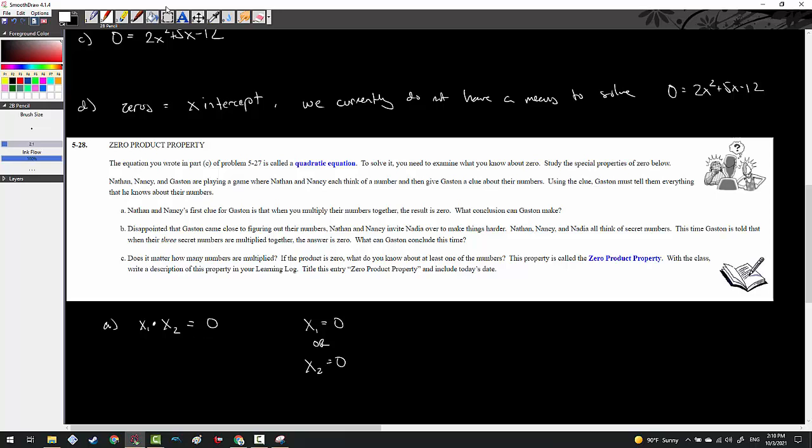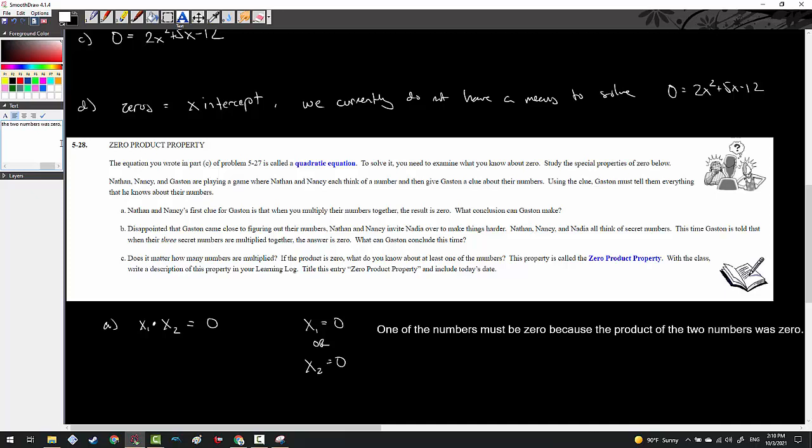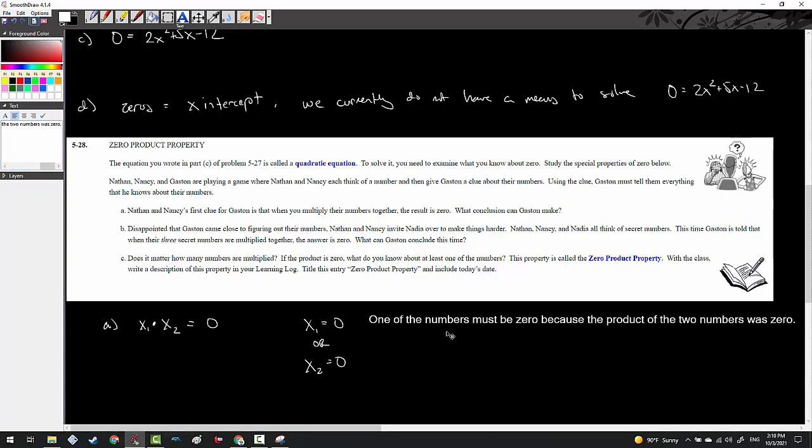So let's go and write that down. One of the numbers must be 0 because the product of the two numbers was 0. And 0 is really the only one that can do that, right? Multiplying something by 1/2 doesn't turn something into 0. Multiplying something by a negative value doesn't change it into 0. Only multiplying something by 0 makes it 0.